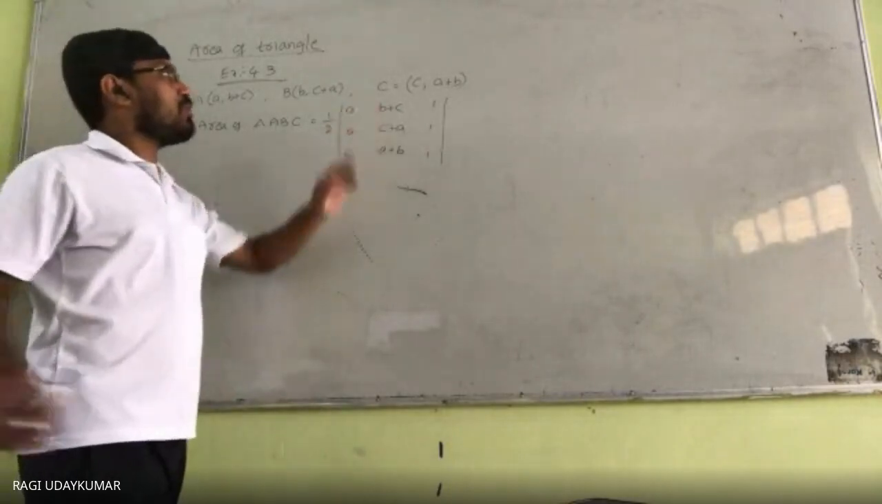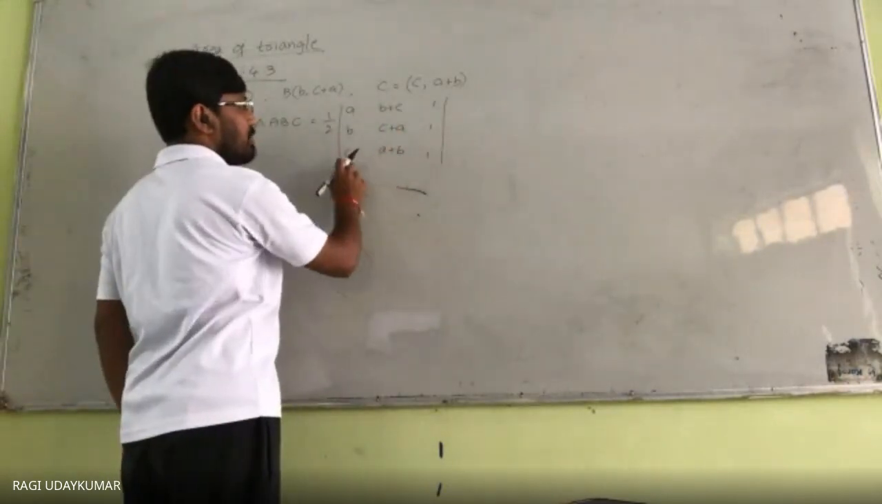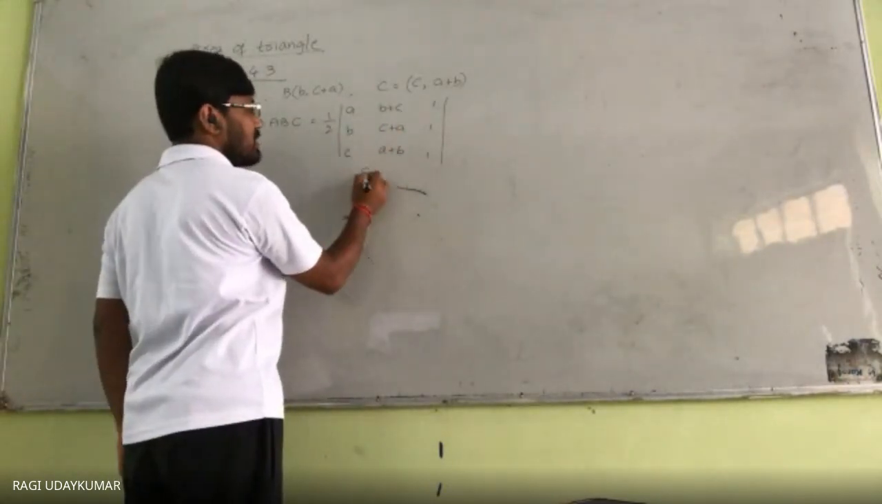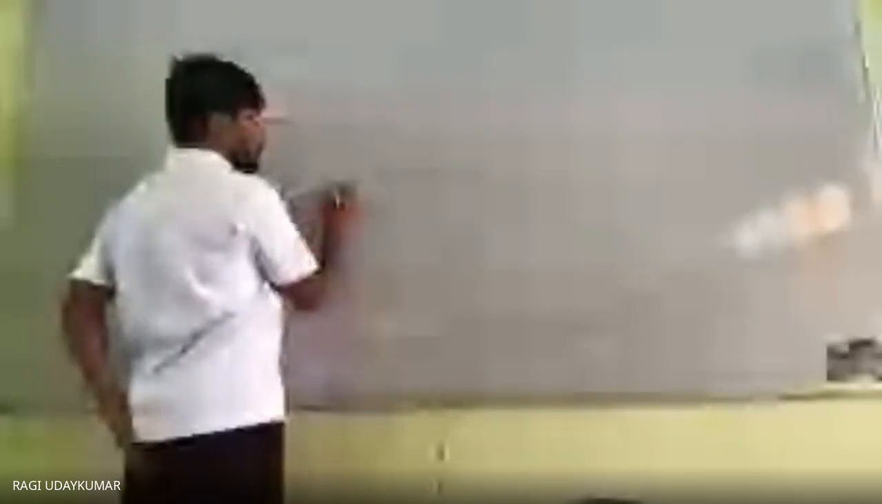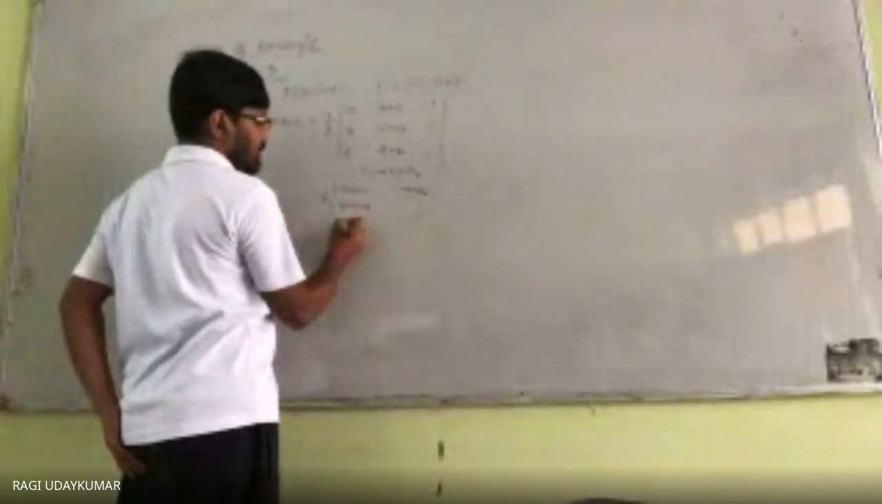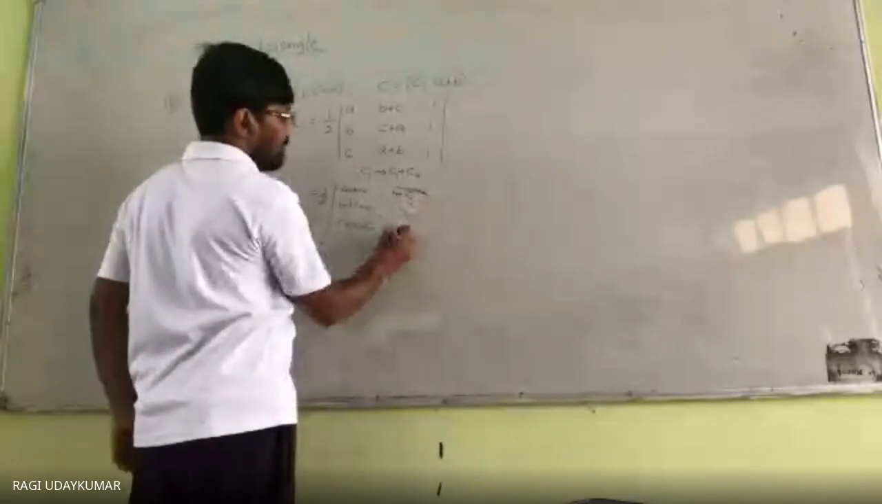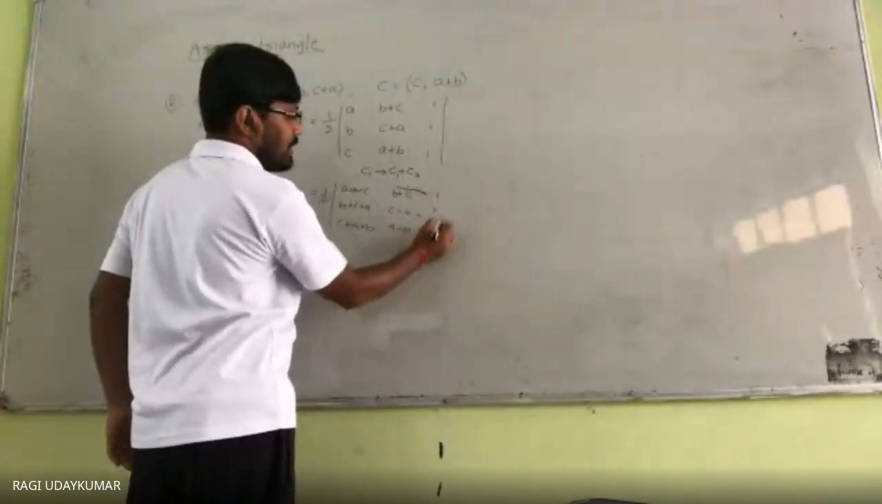Here, if you observe properly, if we add these, we get here a plus b plus c, here a plus b plus c, and here a plus b plus c. So we add c1 and c2. So here we get a plus b plus c, here b plus c plus a, here c plus a plus b. So here b plus c plus a plus b, and here 1, 1, 1, 1.